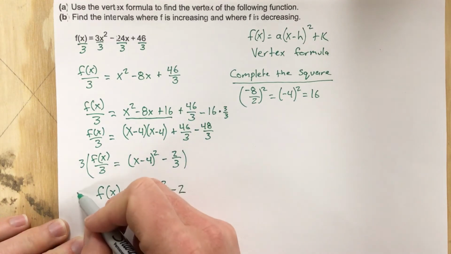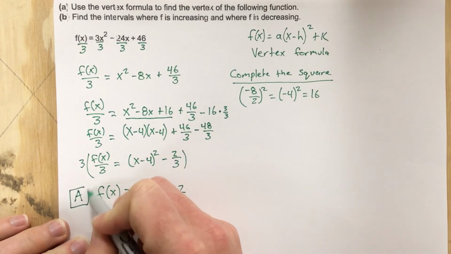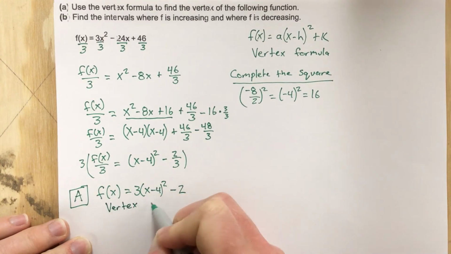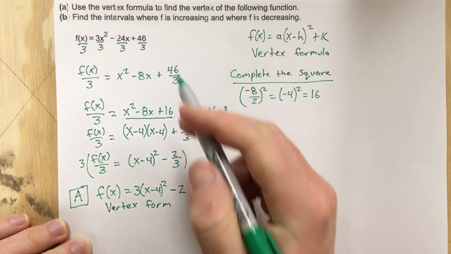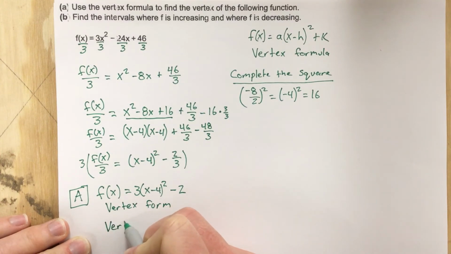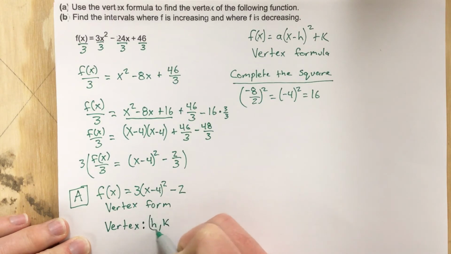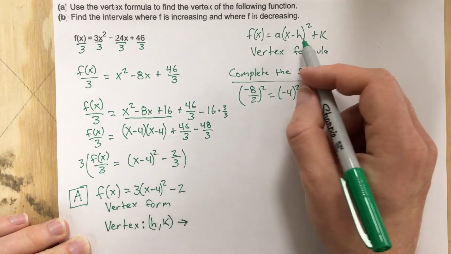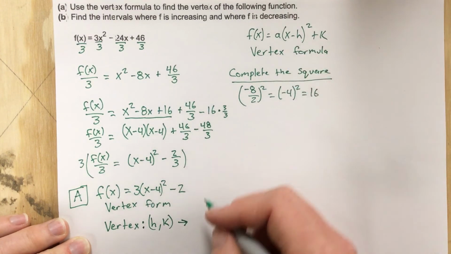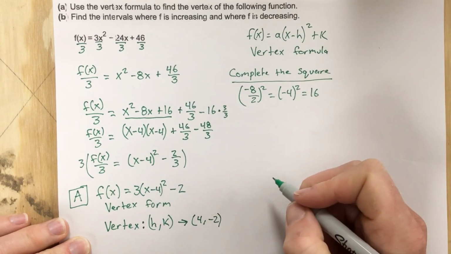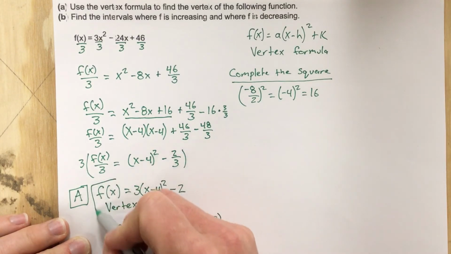So this is part A, at least a portion of it. They wanted us to put it in vertex form. Now they want us to state the vertex. Remember the vertex is h comma k, which in our case is, well, h would be the 4, right? Because remember it's x minus h, so we do the opposite sign, so that's 4 comma negative 2. That's our vertex. So these are the solutions for part A.